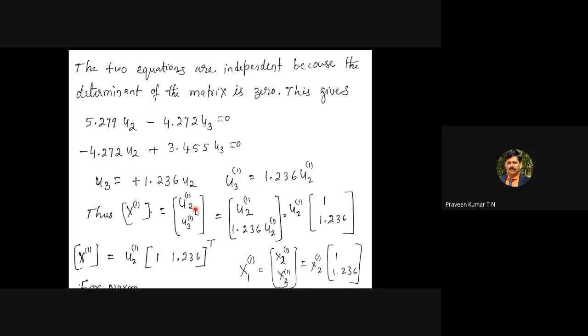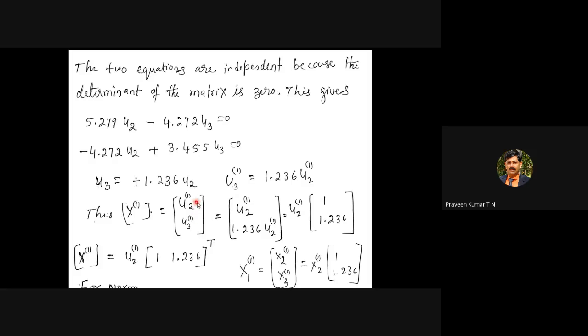So x of 1 is U2 and U3, because U1 is equal to 0. You are familiar, because U1 is fixed at node 1. Node 1 is fixed, hence U1 is equal to 0. So when U1 is equal to 0, you have to find out U2 and U3. This is your displacement vector. This value will change. U2 and U3 values will change in the case of dynamic analysis.